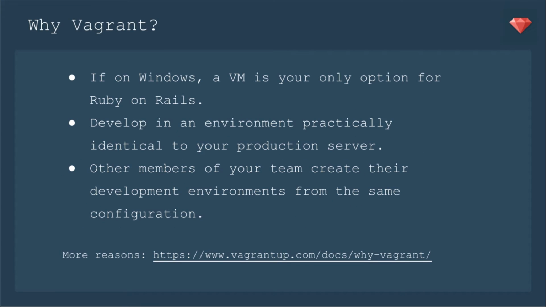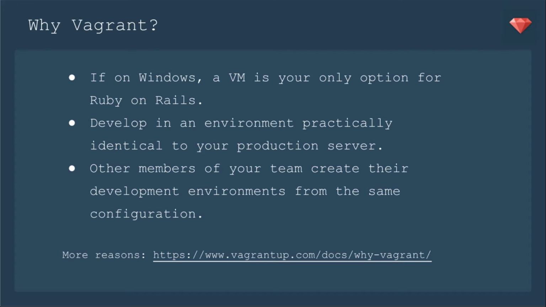So why use Vagrant or any kind of virtual machine? If you're on Windows, a virtual machine is your only option for Ruby on Rails. Ruby on Rails does not play with Windows very nicely. When I first started out, I had a Windows machine, and I was using VMware to launch a virtual Ubuntu machine so that I could learn to develop with Ruby on Rails. I've now switched completely over to Ubuntu as my main machine.